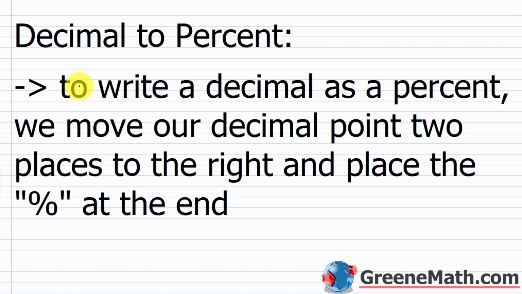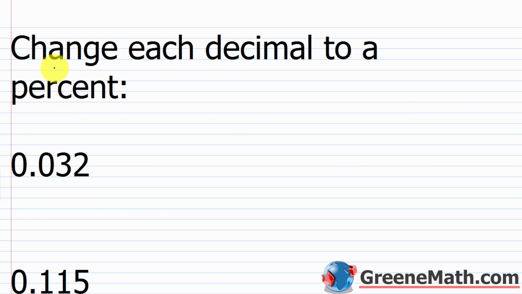All right, let's take a look at something a little bit more challenging. Still going to be pretty easy, though. So we're looking at decimal to percent, right? So I'm taking a decimal, and I'm going to change it to a percentage. So to write a decimal as a percent, we just move our decimal point 2 places to the right and place the percentage symbol at the end. Let's look at this quick exercise. Change each decimal to a percent. So as I said, we're just going to move our decimal point 2 places to the right, and then we're going to put a percentage symbol at the end.